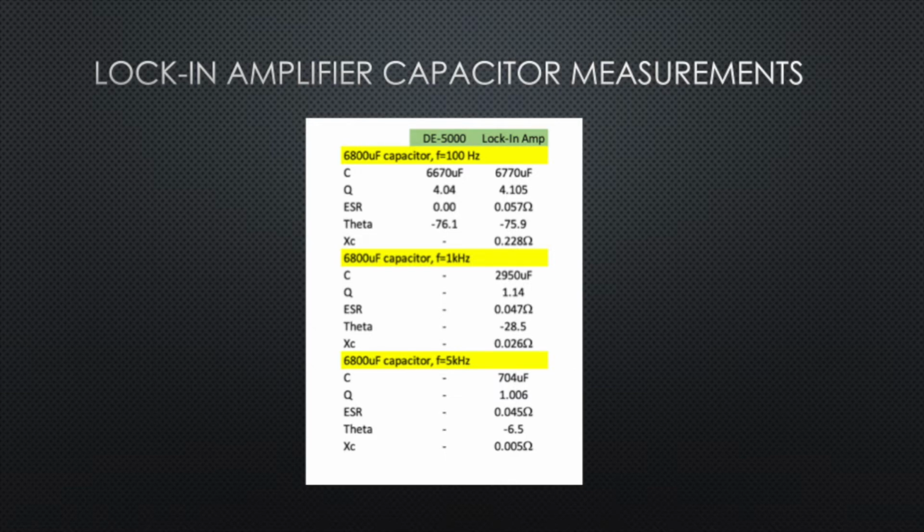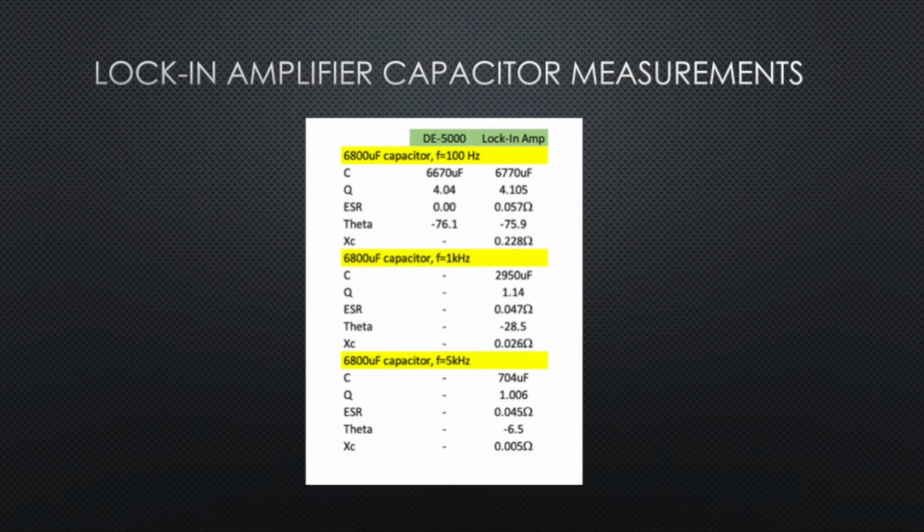ESR is 0.047, decreased a little bit, but I don't trust this too much at this point. Theta is now down to minus 28.5, which makes it appear more like a resistor now. XC is now dropped even further to 0.026 ohms, and this is basically indicating that now you don't have a capacitor anymore, or the capacitor is not effective because the ESR is much larger than the reactance of the capacitor.